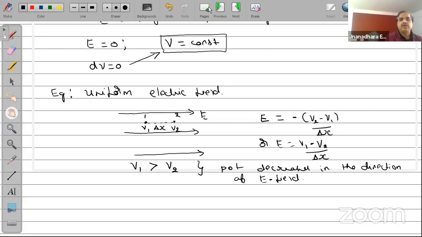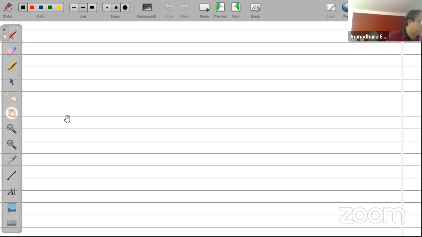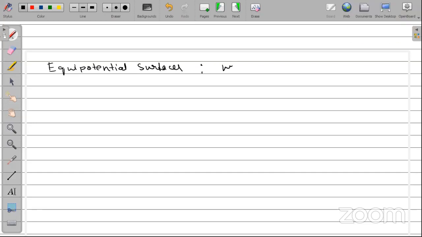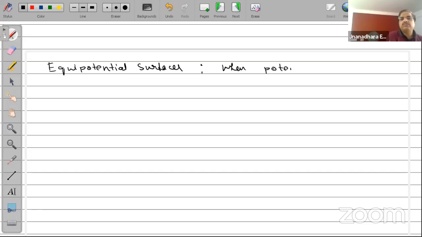Okay, so I'll go to the last maybe last 2-3 ideas. So after that we can start solving problems. Okay. The next one is called the equipotential surfaces. Now the surfaces where the potential at all points on the surface is equal, then it's called an equipotential surface.